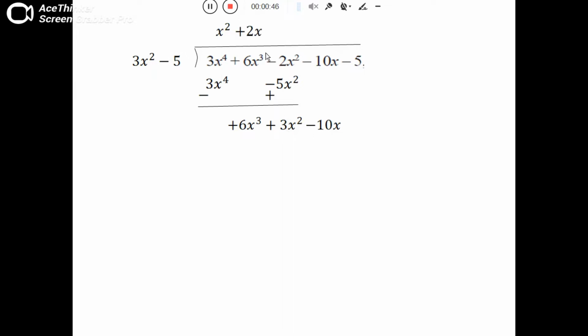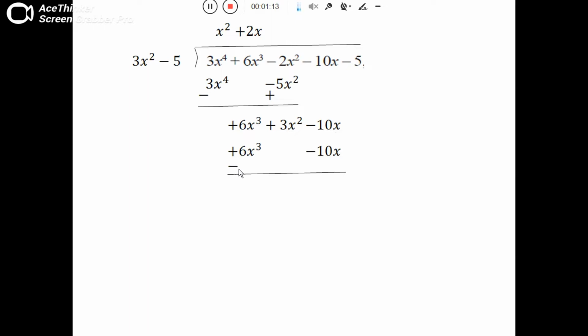See the second quotient, which is plus 2x, multiplied in this divisor. Plus 2x into plus 3x^2 gives you 6x^3. So plus 6x^3 we have written. Plus 2x is multiplied by minus 5, which is plus into minus is minus, 10x, which will be written under these like terms.